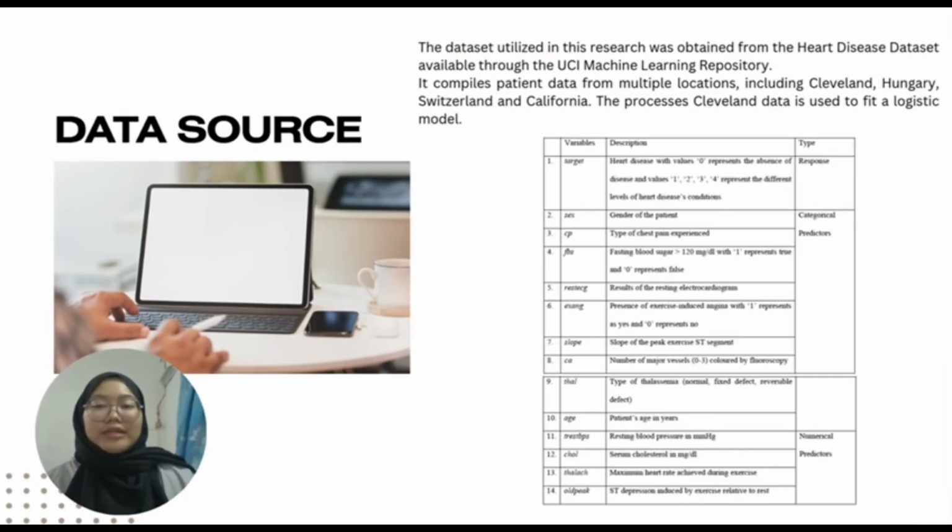Let's move on to the data source. The dataset utilized in this research was obtained from the heart disease dataset available through the UCI Machine Learning Repository. It compiles patient data from multiple locations, including Cleveland, Hungary, Switzerland, and also California. The processed Cleveland data is used to fit a logistic model. So this is the list of variables in the processed Cleveland data.